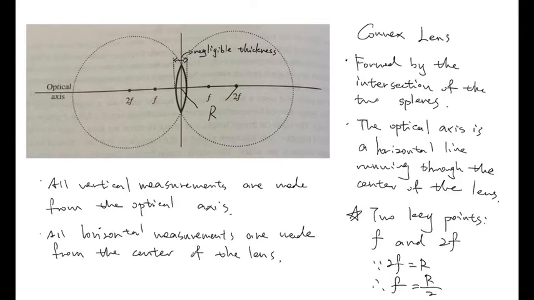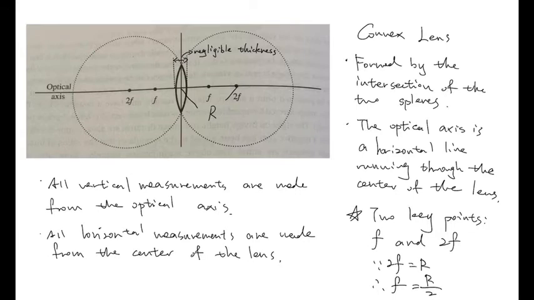First we're gonna talk about convex lens. So in the figure, it demonstrates the symmetrical and spherical nature of a simple convex lens. Although the diagram appears to be two circles, the lens is actually formed by the intersection of the two spheres. The optical axis is a horizontal line running through the center of the lens. All vertical measurements are made from the optical axis. A vertical line, usually not drawn, also passes through the center of the lens. All horizontal measurements are made from the center of the lens.